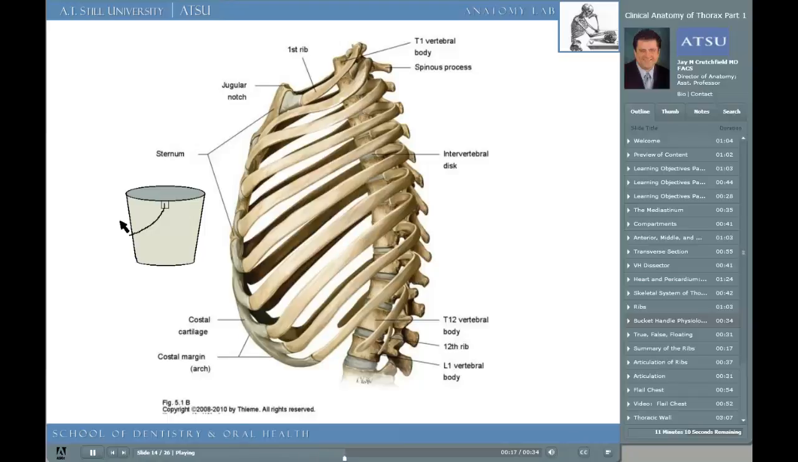Here's a summary of the anatomy which we have just looked at. True ribs, in other words ribs 1 through 7, join the sternum. False ribs 8 through 10 join the cartilaginous extensions of the sternum. And floating ribs 11 and 12 have no connection to the sternum.